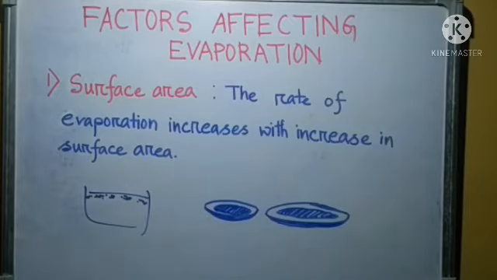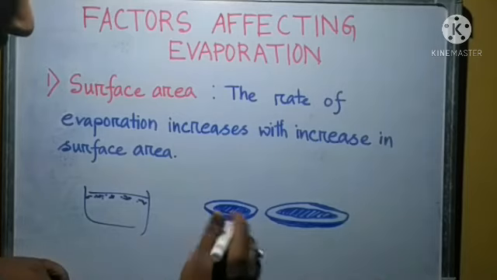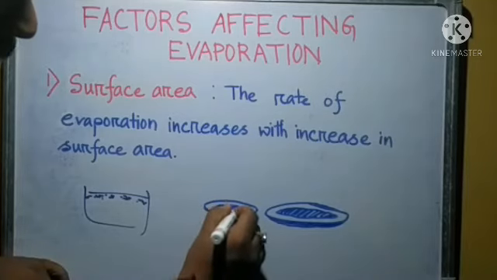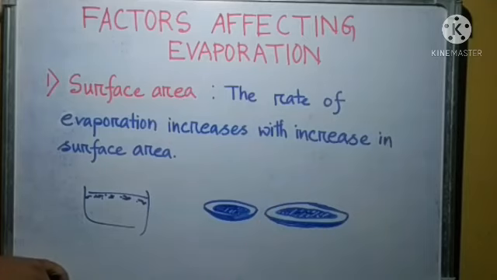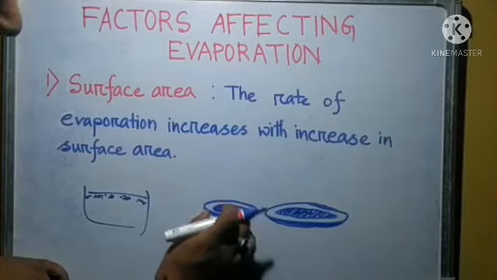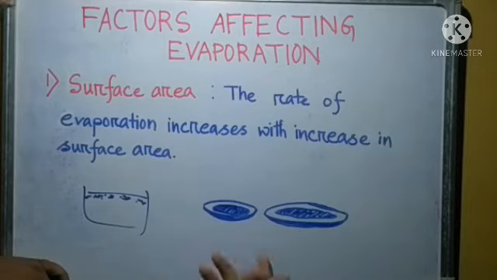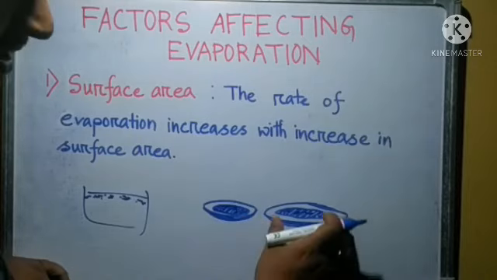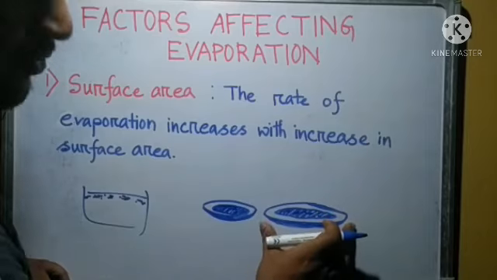Now suppose here we are taking a smaller plate, and here a bigger plate. In both plates we are putting water. This blue thing is the water I am drawing. Since here the surface is smaller, the number of particles on the surface will also be less. Since here the surface is bigger, the number of water particles on the surface will be more.